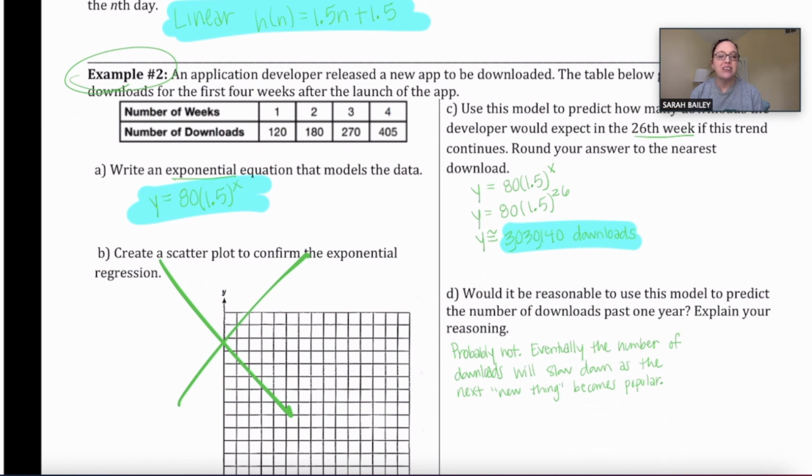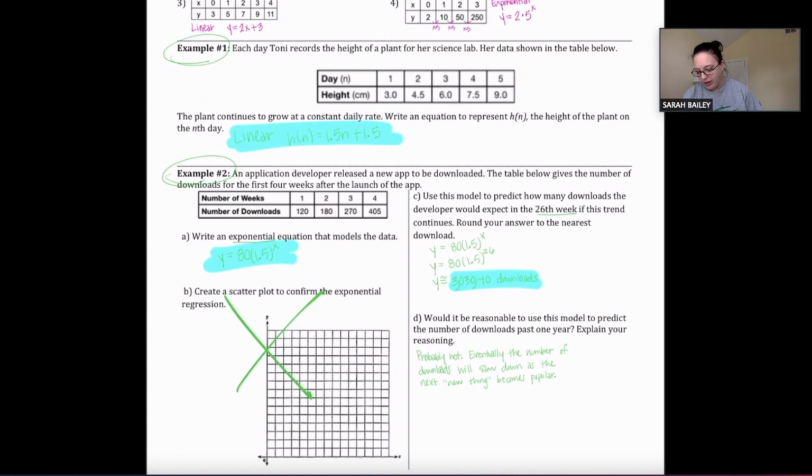And then for part D, it says, is it reasonable to use this model to predict the number of downloads past 1 year? And I said probably not, because I don't think the number of downloads is going to continue to be exponential as things go on, because then the next new thing comes along and people start downloading it, right? So that was my opinion for part D. D is more of an opinion question. All right, so go to the next page.